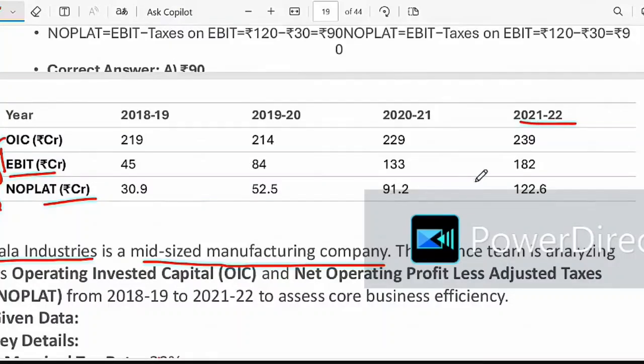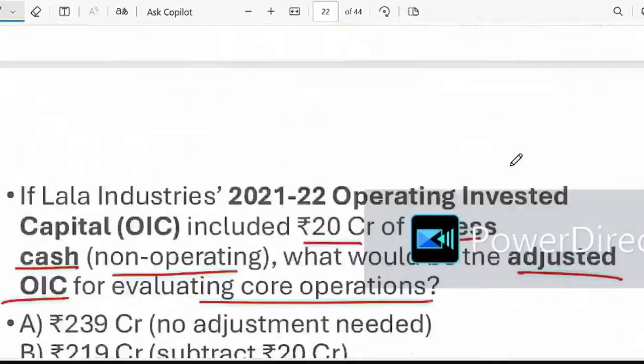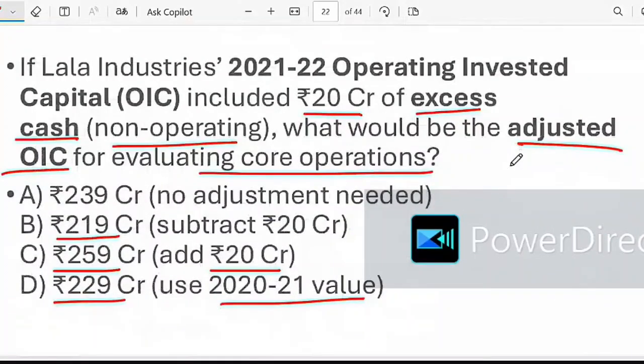So what should we do with the excess cash? Its present OIC is 239 crore. How should this excess cash affect the operating invested capital? That is what is being asked. What do you think will happen to the OIC? Whether it will remain the same, get decreased, or get increased? Let me tell you, this excess cash is considered a part of non-operating, because it is not a part of the core business operation. It is just sitting there, not being used to drive the business forward.